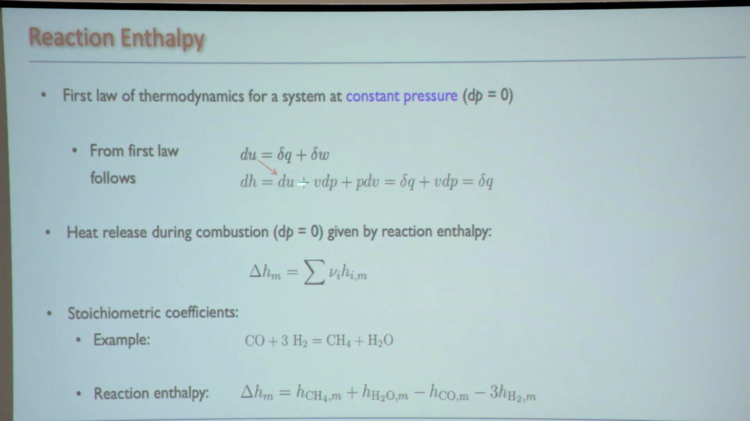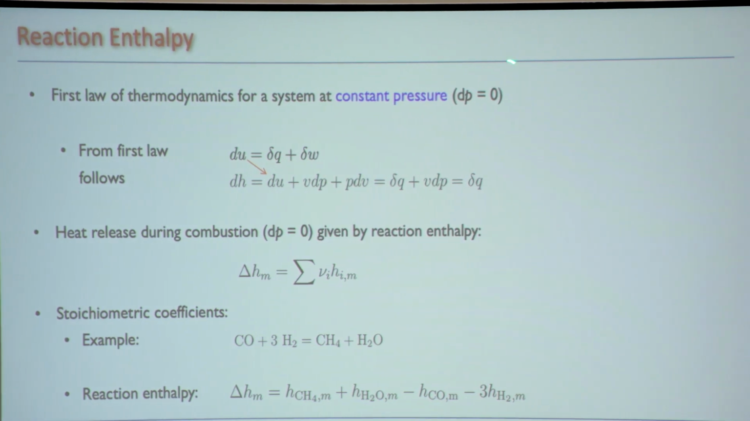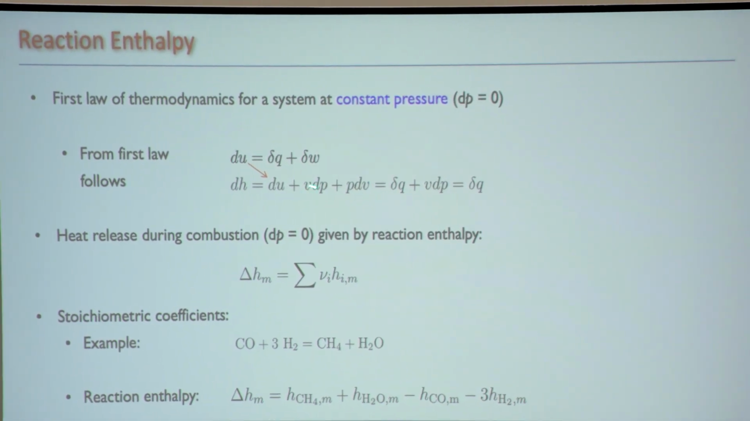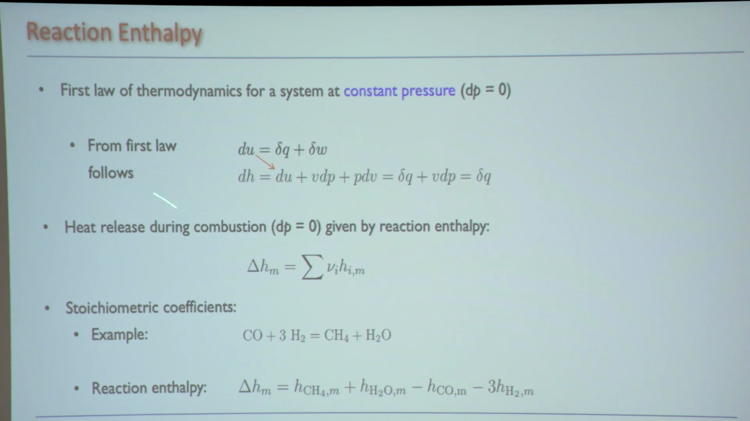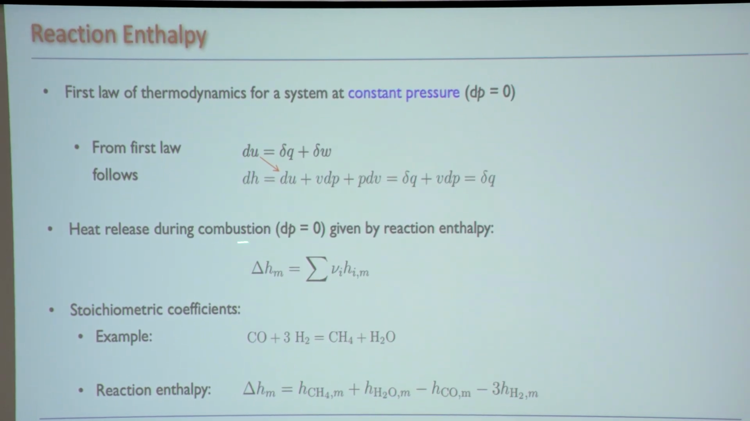So this goes away. Oh no, this goes away. We look at a constant pressure process, so this is 0 also. And that means dH is equal to dQ. So the change in the enthalpy gives you the heat release. Basically, that's what this says. And then we define here the heat release basically as the heat of combustion.